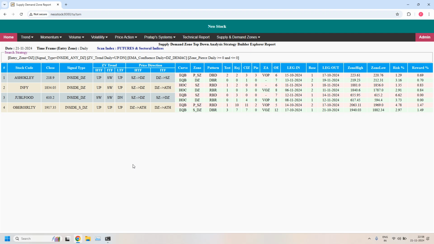Remember, always remember, when a zone is having EMA Confluence, that should be used as a HTF zone or ITF zone. That way you have to plan your trade setups. Okay, next.